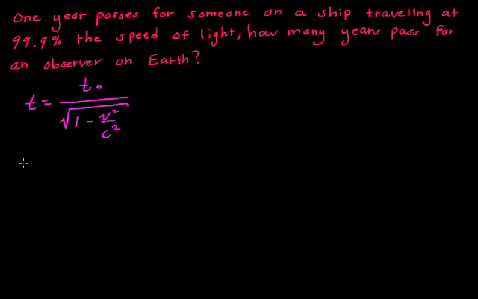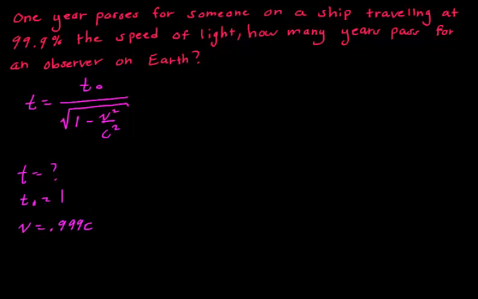So let's write down what we know. We're solving for t, and our t0 is 1. They tell us 1 year's passed. And the way we're going to express the velocity is we have to divide this by 100. It's essentially just moving the decimal places twice to the left. So we're going to express the velocity as 0.999 c times the speed of light.